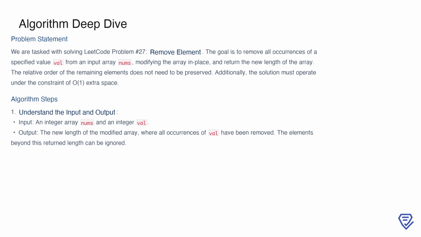It's worth noting that the order of the remaining elements doesn't matter in this problem, which opens up opportunities for optimization. Lastly, the solution needs to meet an O(1) space complexity requirement, meaning no additional data structures can be used for storage. Let's break this down step by step to understand how we can achieve these goals efficiently.